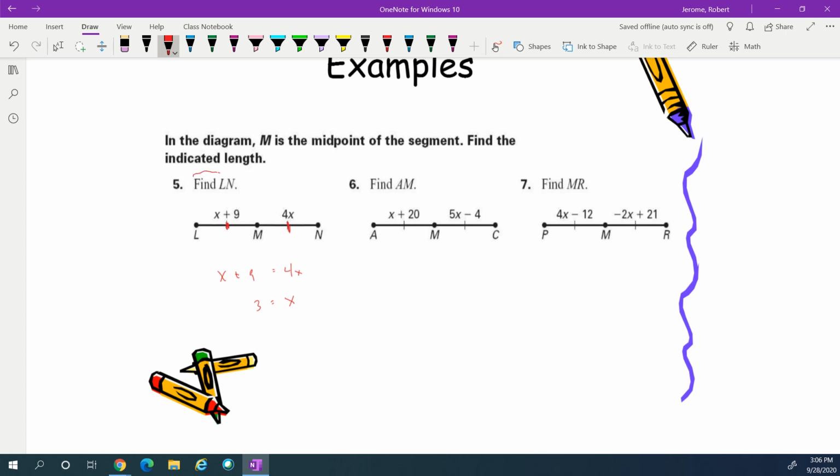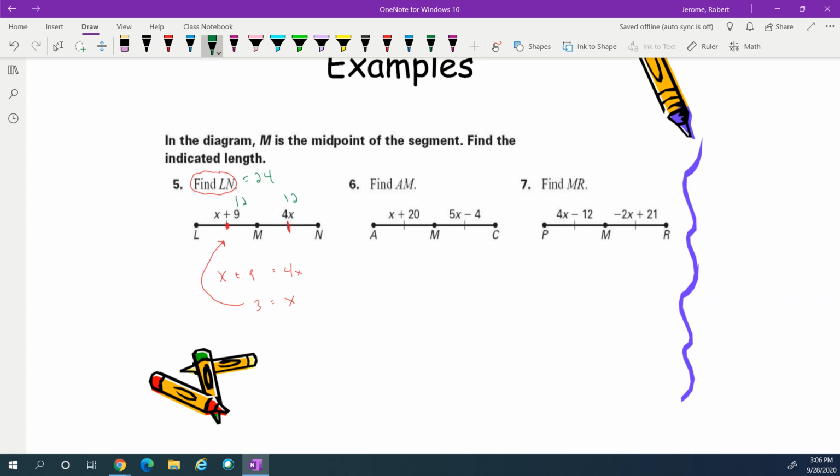But read the directions. It said find LN. So we're not done. We have to plug it in. Make sure that you reread directions to see what you actually have to do. That gives us 12 and 12. So LN is the whole thing, 24. We used our knowledge of bisect and midpoint to set them equal. That let us find x. Then we plugged it back in and we used our knowledge of segment addition to add the two little segments together to get 24.